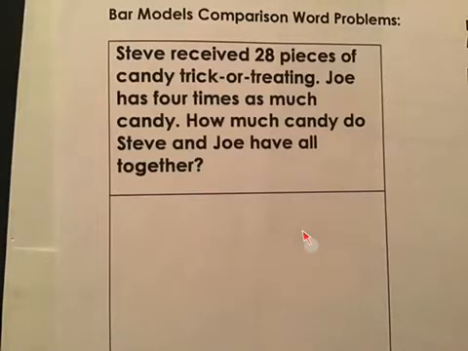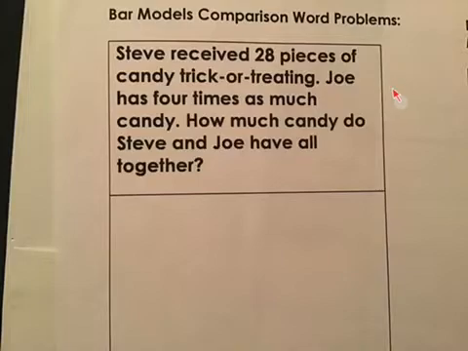This is a review of how we use bar models to solve comparison word problems. Now remember, when we have a comparison problem, we can tell it's comparison because we're comparing two things. So this problem says, Steve received 28 pieces of candy trick-or-treating. Joe has 4 times as much candy. How much candy do Steve and Joe have all together? So I can see I'm comparing the candy Steve got to the candy that Joe got.